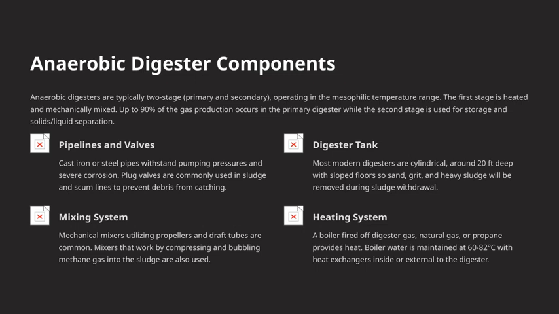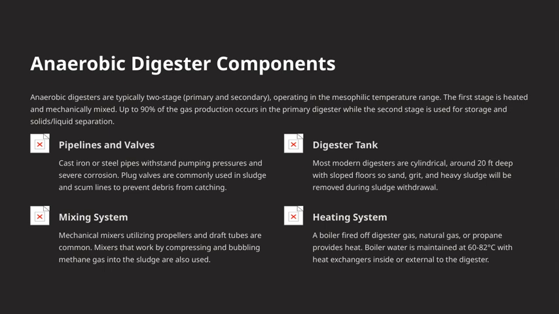Let's take a closer look at the components of an anaerobic digester. Typically, these systems are designed with two main stages, a primary and a secondary, and they operate in the mesophilic temperature range, which is around 35 to 40 degrees Celsius. The first stage is where most of the gas production happens, up to 90%. This stage is heated and mechanically mixed to keep everything evenly digesting. The second stage mainly serves for storage and allows for solids and liquids to separate, making the overall process more efficient.